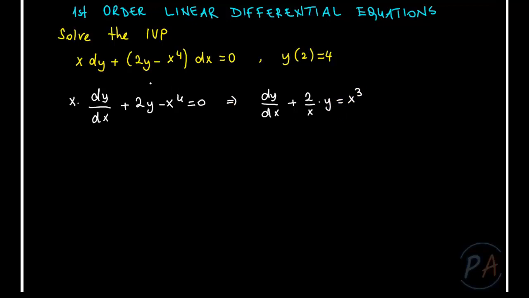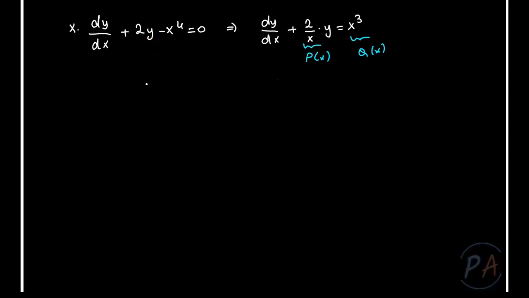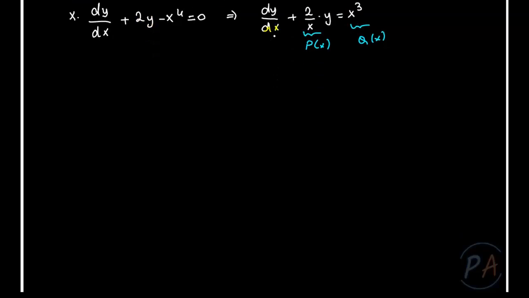Now in this form we see that p of x equals 2 over x and q of x equals x cubed. So in this form we see that the equation is a first order linear differential equation. So now let me solve this equation by using the method of integral factor. Let me calculate the integral factor first.